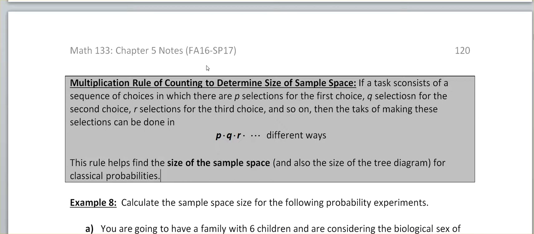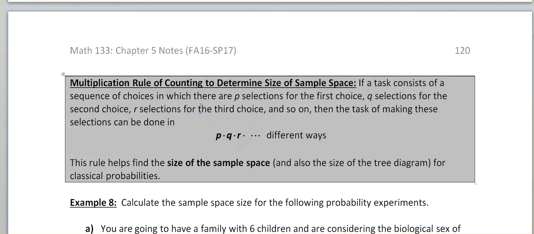So if a task consists of a sequence of choices in which there are P selections for the first choice, Q selections for the second choice, R selections for the third choice, and so on, the task of making these selections can be done in P times Q times R, ... different ways. And notice those dots are actually at the level of the multiplication dots. What that means is you would keep multiplying and multiplying until you get to the last task. So this rule is really helpful for us in finding our sample spaces, and also the size of our tree diagrams, because they're one and the same.